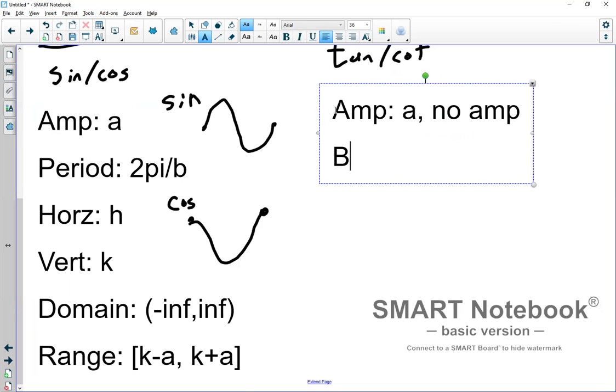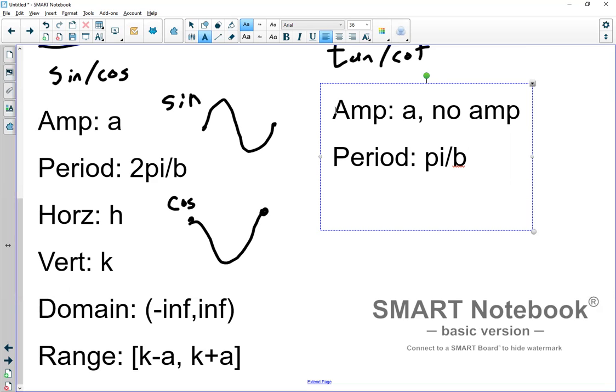All right, the period is going to be pi over b. The reason it's pi over b versus 2 pi over b is because a normal tan wave does its full cycle with one pi, and thus you don't need to go 2 waves. Okay, you could always do it in 1 pi.